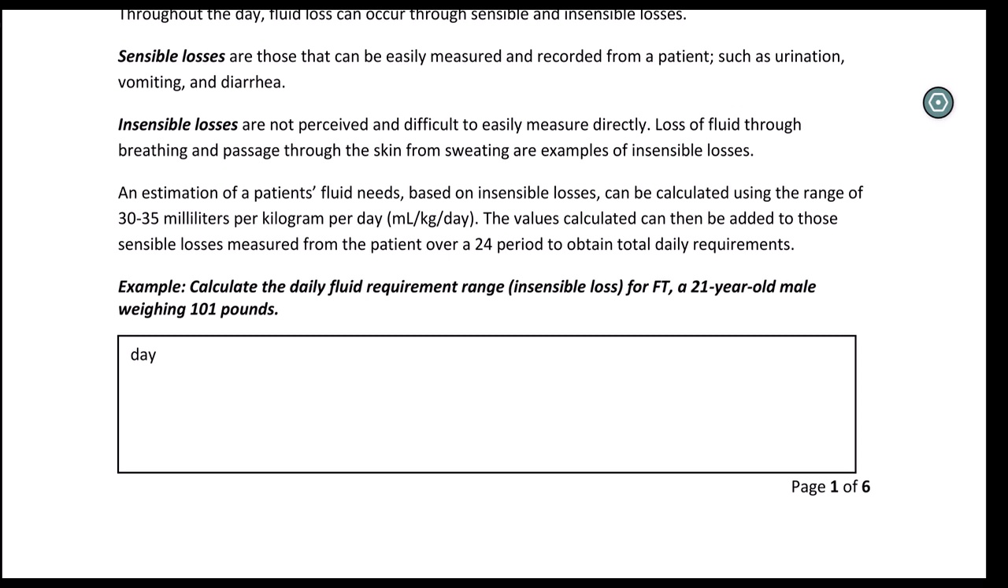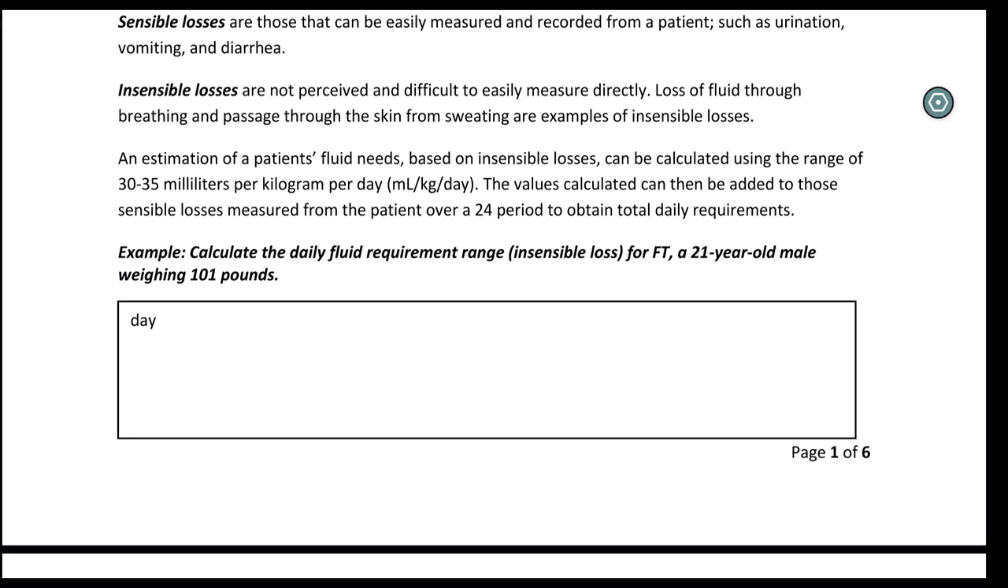So what do we estimate for insensible losses? We estimate about 30 to 35 milliliters per kilogram per day. So this is how much liquid per kilogram per day you're losing without really noticing it.